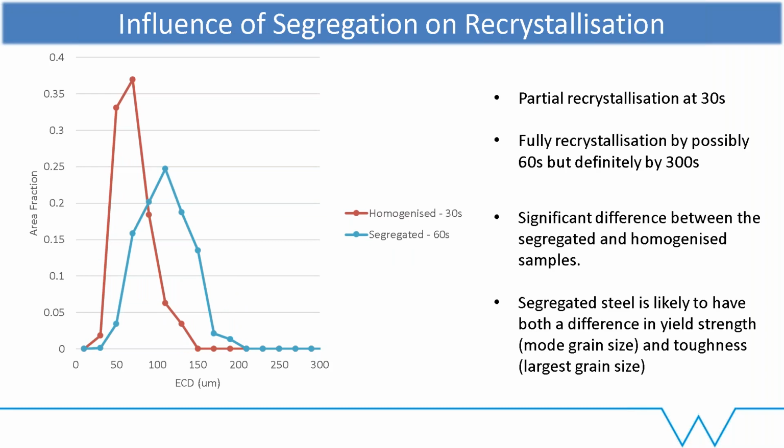We can see here that the homogenized sample has a finer microstructure, both in terms of the mode grain size, which we know should influence the yield, but also the maximum grain size, which will inherently affect the toughness. So we're not just getting a difference in the kinetics, but we're seeing a real tangible difference in the strength of the material as well.